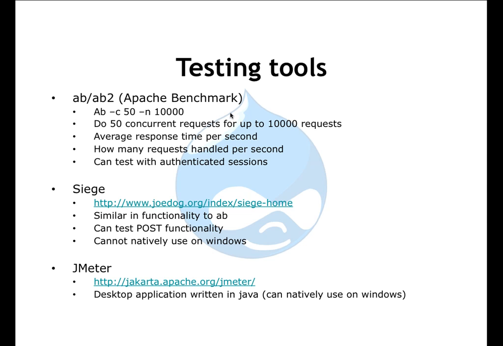There's also Siege, which is very similar in functionality to AB, but you can also test posting web forms with it. With both of these, you can't natively use them on Windows. So if you have a Windows machine, I'd recommend you use JMeter, which is a desktop application written in Java. It has a full GUI, you can do much more testing with it, and it's much easier to use.